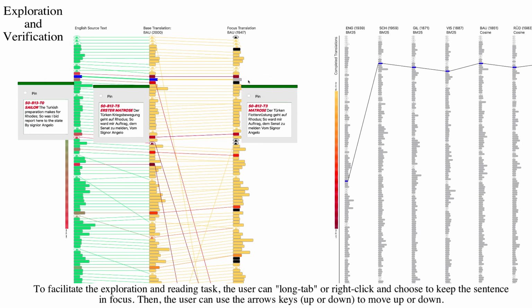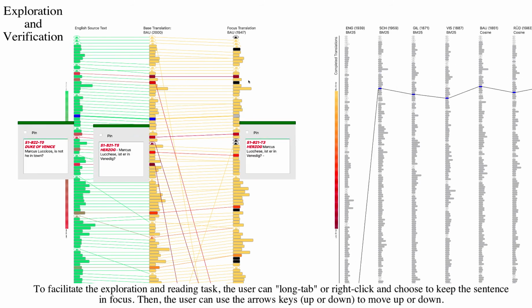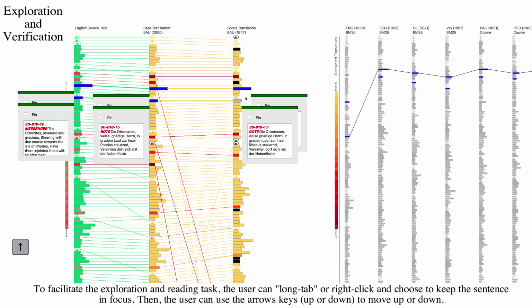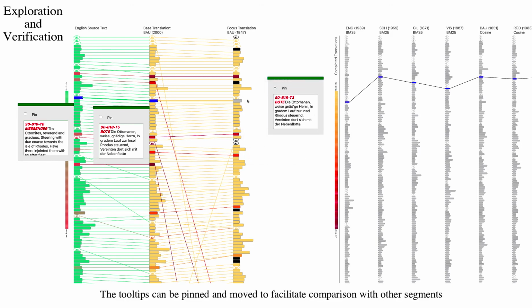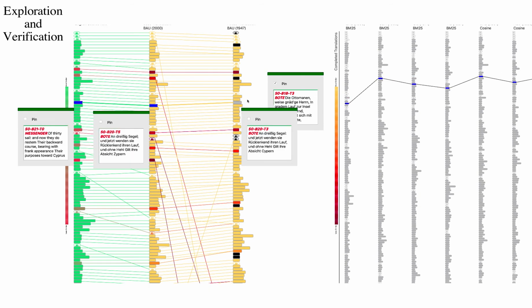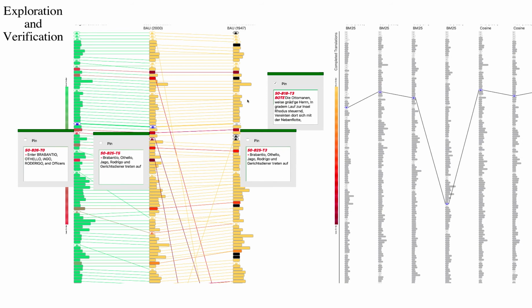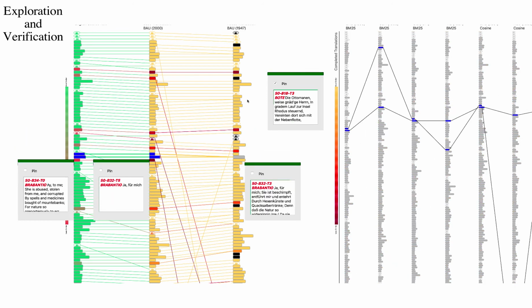To facilitate the exploration and reading tasks, the user can long tap or right-click and choose to keep the segments in focus. To navigate up or down, the user uses the arrow keys. If the user is interested in a specific segment, the tooltip of this segment can be pinned or moved so it does not disappear when the user chooses another segment.